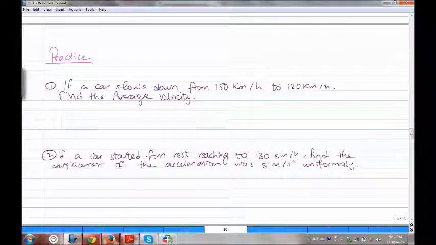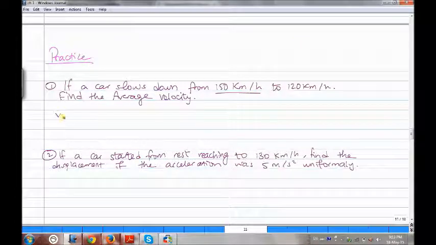So now the first question: if a car slows down from 150 kilometers per hour to 120 kilometers per hour, find the average velocity. So here the givens: we have vi is 150 kilometers per hour, and vf equals 120 kilometers per hour, and they want us to find the average velocity.